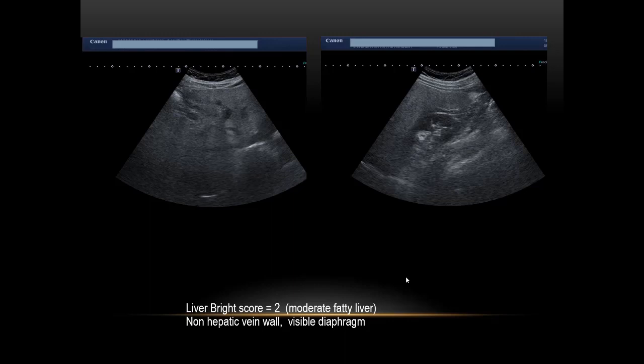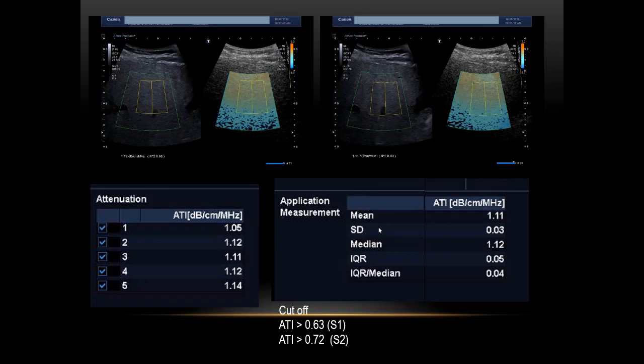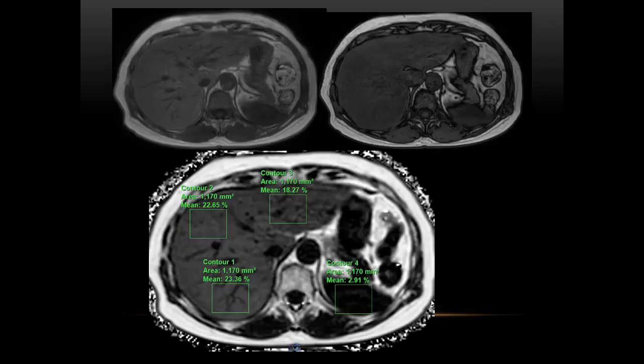So how about this one? This is more significant fatty change. We can see the deeper tissue is obscured and not a good image, because the liver attenuates a lot. So we do the ATI. The ATI has changed to a higher value like this. The ATI is 1.1, which is more than S2. It's a very significant fatty change. MRI-PDFF also corresponds with the amount of fat inside. This one is around 20% fat infiltration.